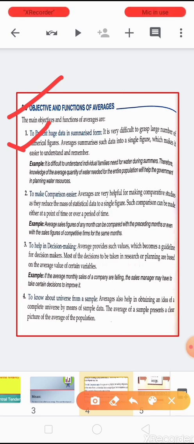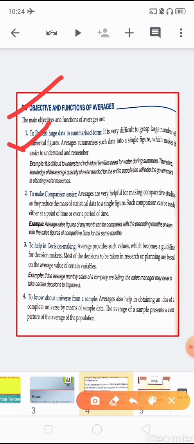Children, as you all know, it is very difficult to represent a large number of numerical data. So, averages summarize such data into a single figure, which makes it easier to understand and remember. For example, to understand the individual family's need for water during the summer is very difficult. Therefore, the knowledge of the average quantity of water needed for the entire population will help the government in planning for the water resources. Secondly, it is to make comparisons easier.